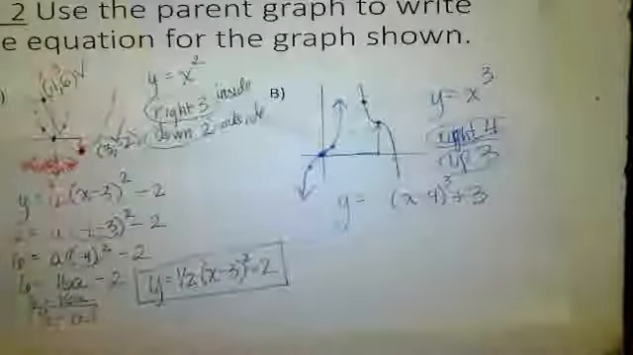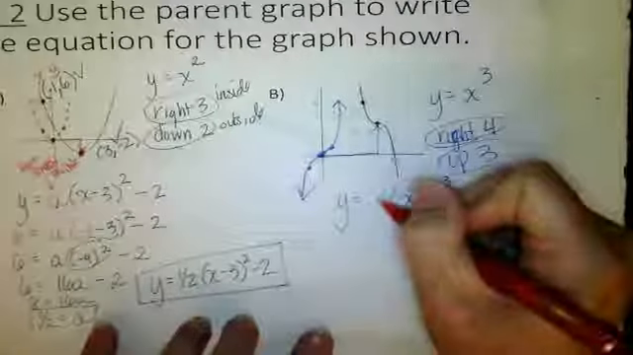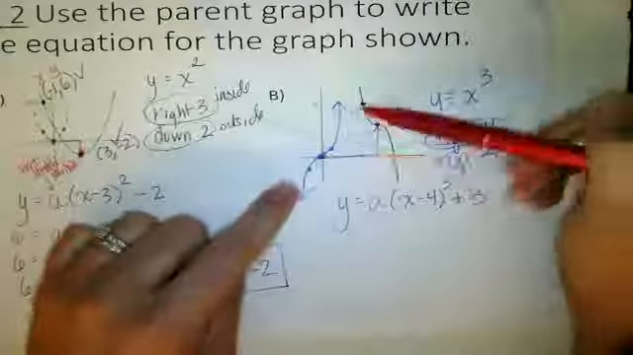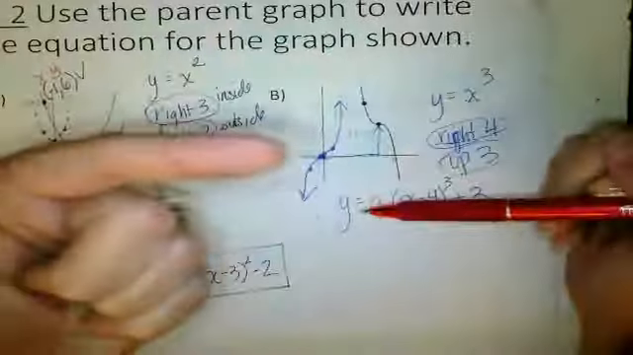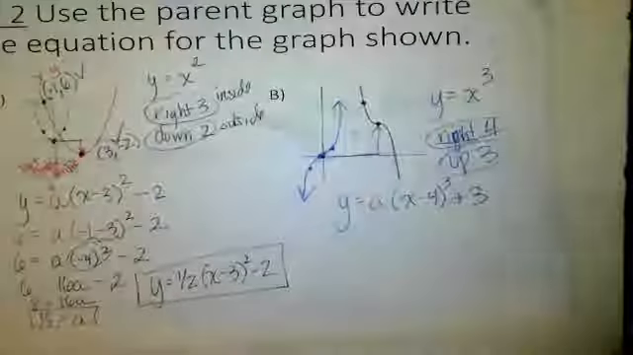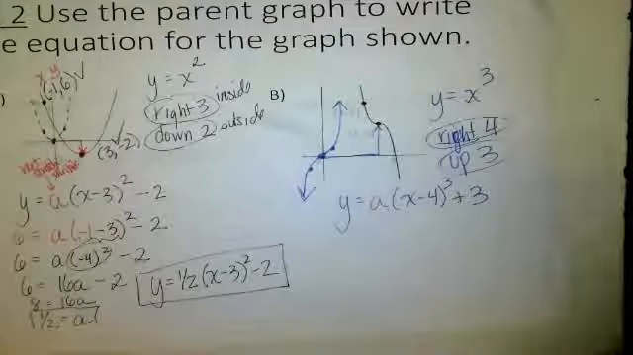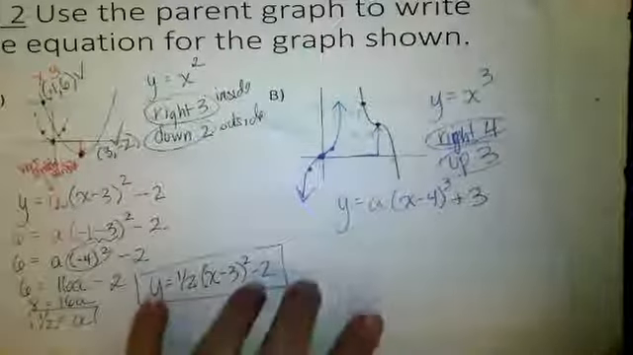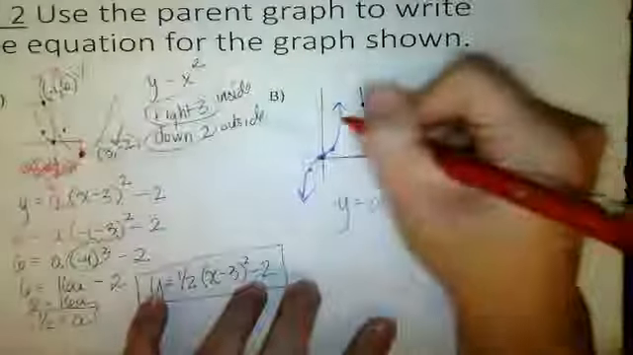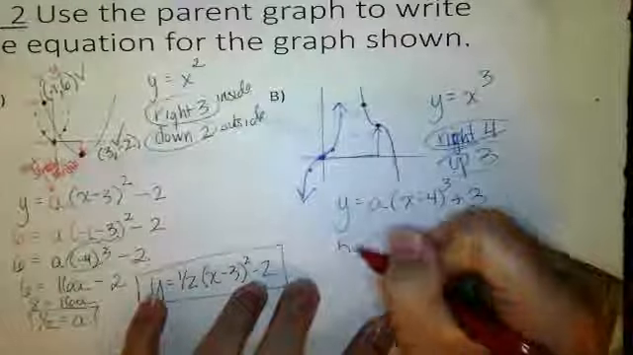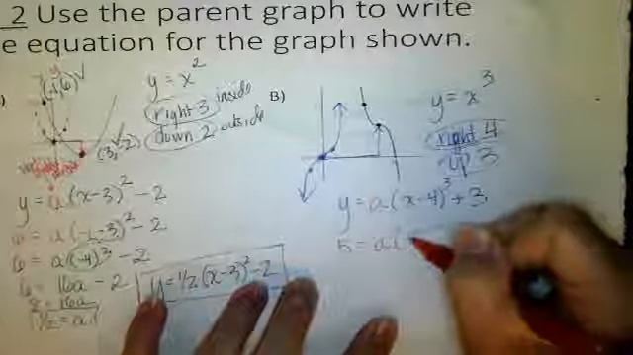What's missing? The A. You'll notice here, our function needs to be flipped, and it's going to be stretched or shrunk somehow. So what should we do to figure out the A? Plug in 3 and 5. So we have 5 is equal to A, 3 for the X.